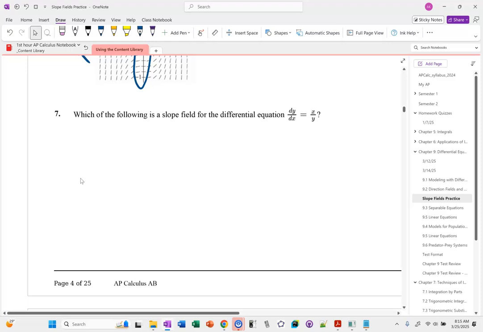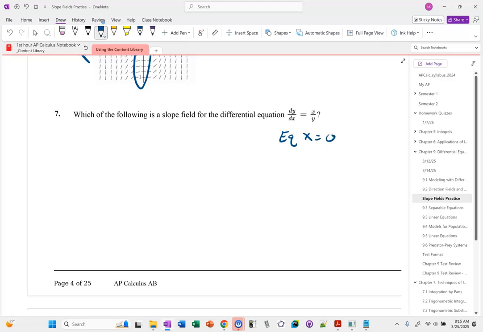So we have another one. Which of the following is a slope field for this differential equation? So I know I have an equilibrium value at x equals 0. Everybody agree with that? And what's going to happen when y is equal to 0?